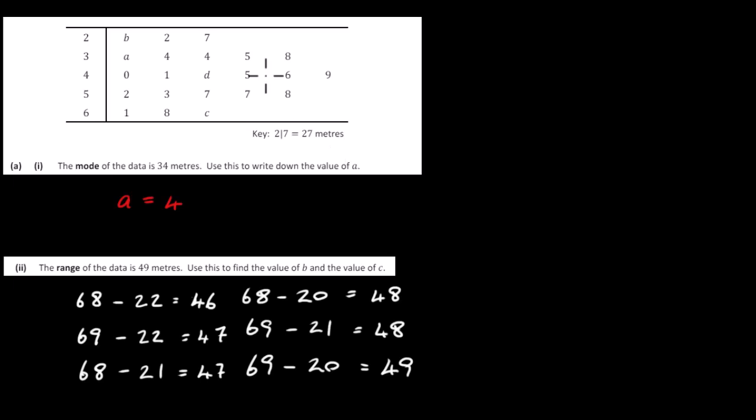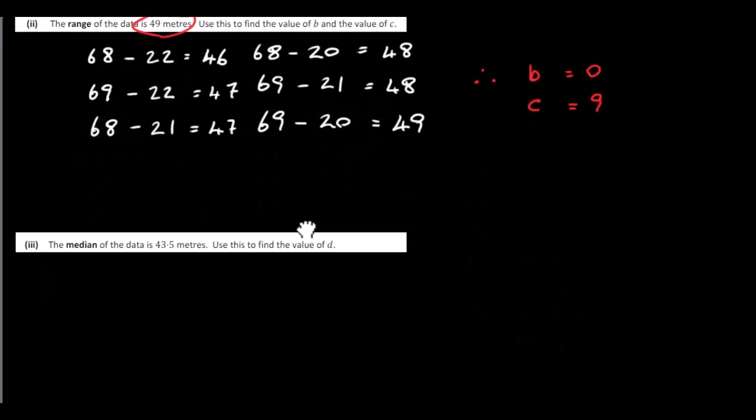So we were told that the range is 49 meters. So the only way we can get 49 meters is to take 69 as the highest value and 20 as the lowest value. So therefore, B must be equal to 0 and C must be equal to 9. Okay, so that's it for that part of the question. Let's have a look at part 3.